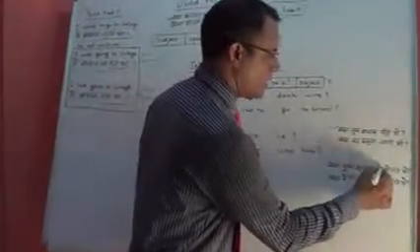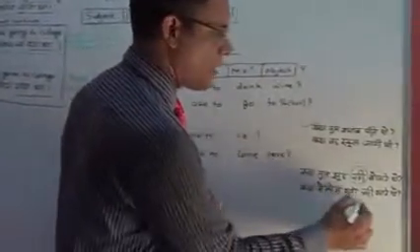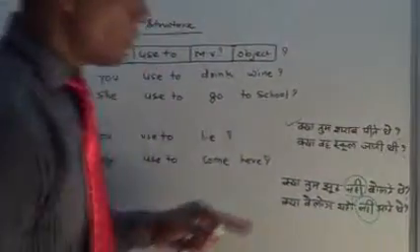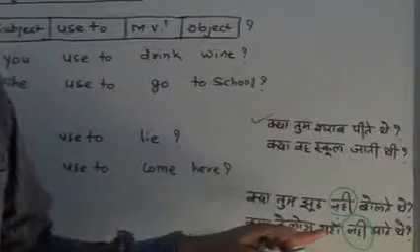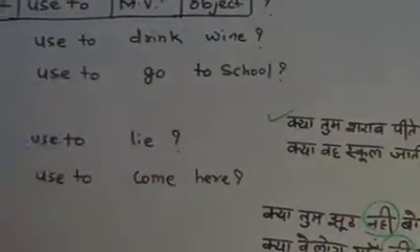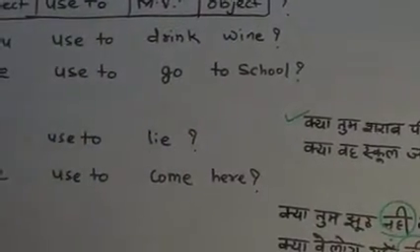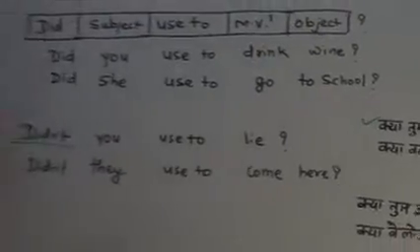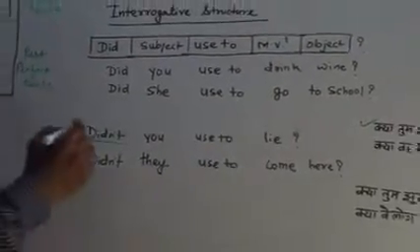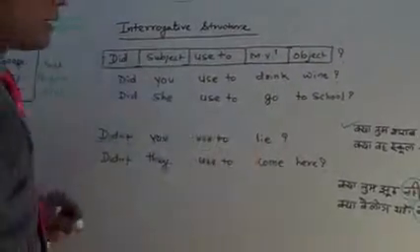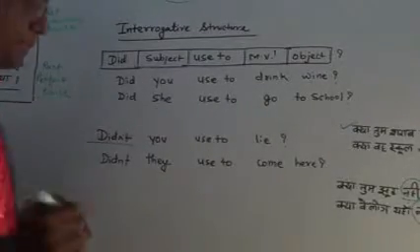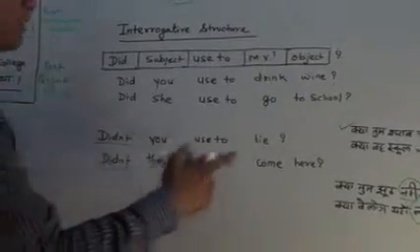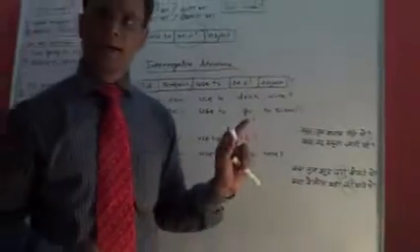And it is very simple. If we take this example, क्या तुम झूठ नहीं बोलते थे? क्या वे लोग यहाँ नहीं आते थे? This is a very simple structure. We have to put the not here, using the contracted form of did and not. So, like this, didn't you used to lie? क्या तुम झूठ नहीं बोलते थे? Didn't they used to come here? क्या वे लोग यहाँ नहीं आते थे?